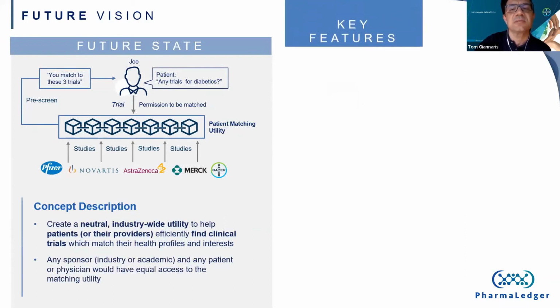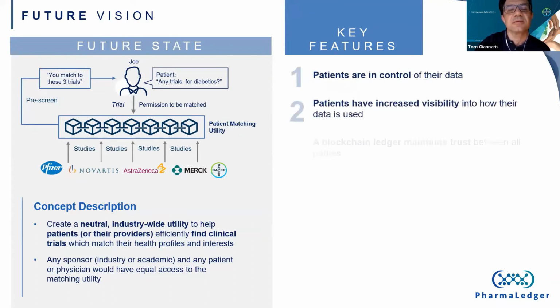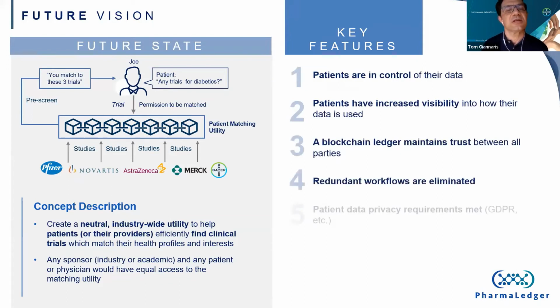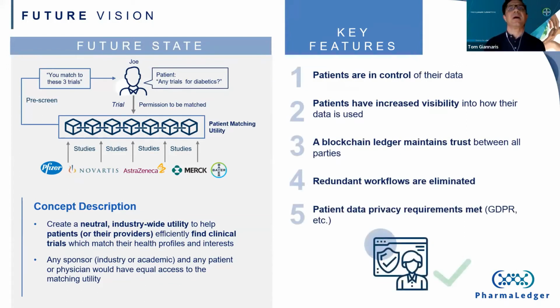There we go. Just make it easy. So how does it work? We'll see more of this in the live demo, but essentially the subject enters their medical information, their matching preferences like their location, and their permission to be matched. They do it once, and they get matched to numerous trials. The pre-screening questions are patient appropriate, and the patient decides if they want to be referred to a clinical site, all based on trust enabling technology.